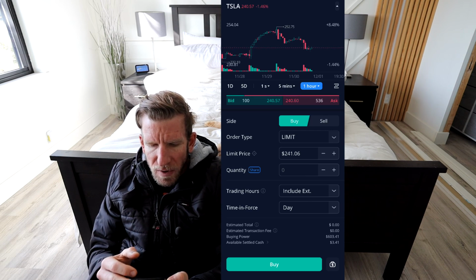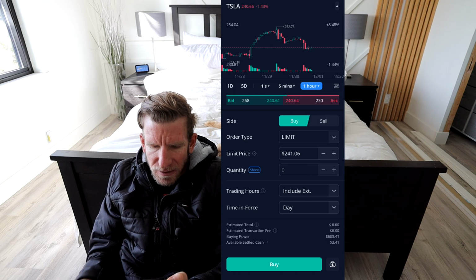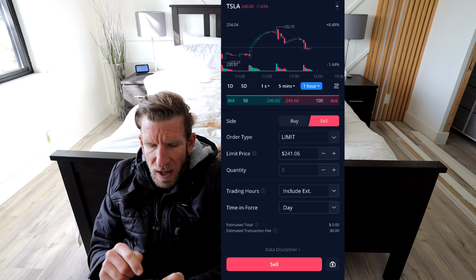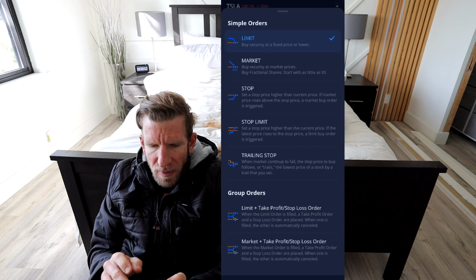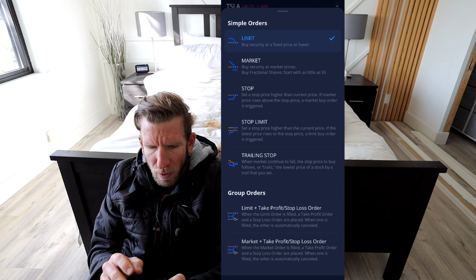Now, right here under that, it says buy and sell. So if you had Tesla stocks, you can sell it right here. If you don't have them, like I don't have them, you can buy them right here as well. There's also the order type, which is limit. Click on that. You can do limit, market, stop, stop limit, trailing stop, and group orders as well.